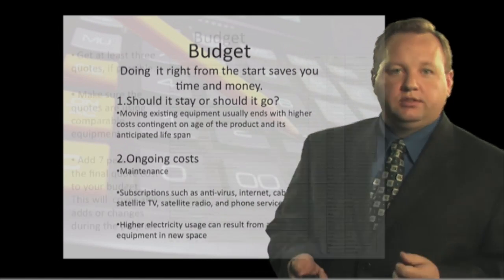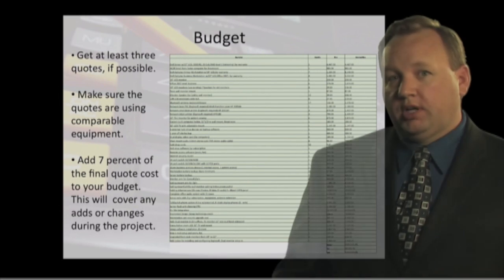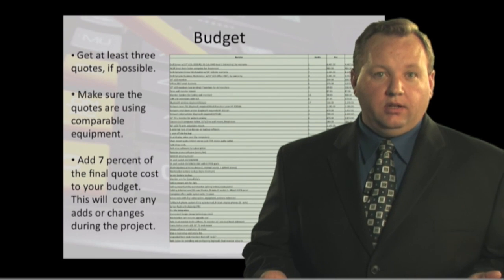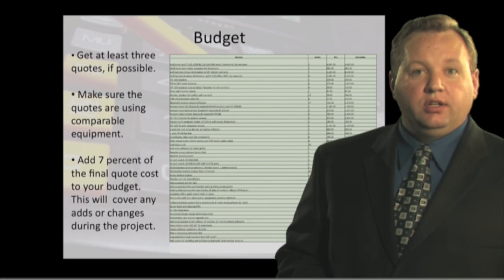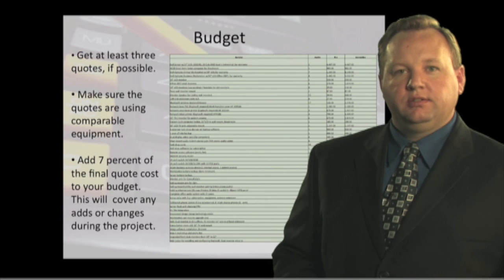When you're going out to get bids for your job, make sure that you get at least 3 quotes. Make sure that these quotes are using comparable equipment, and also add 7% to the final quote cost to your budget. This will cover any adds or changes that you may have during the project.